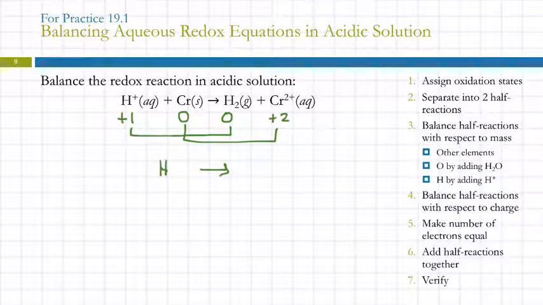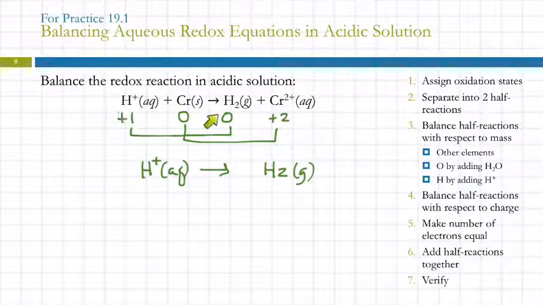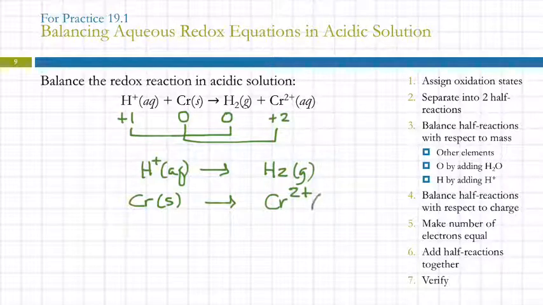Oh, I didn't leave myself enough space. So H plus is going to go to H2 gas, because those are the things that have hydrogen. And then the chromium going to a different kind of chromium is the other half reaction. So that's separating into 2 half reactions. Okay?